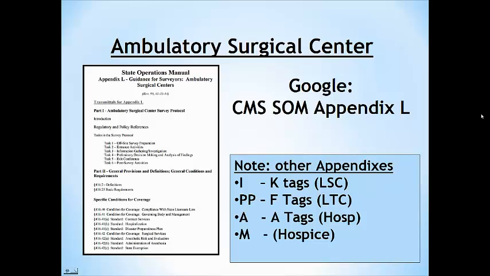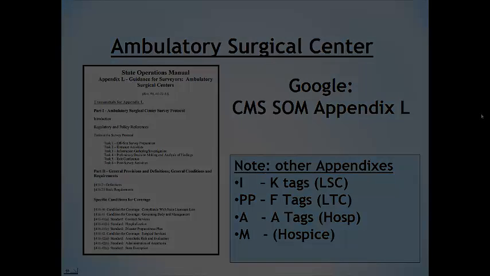Now, the SOM, that's what the state people call it. The SOM is used regularly when you have a surveyor, and that's what guides their rules. And these are what contain the criteria for your performance, the COP. It's a condition of participation in the CMS rules.